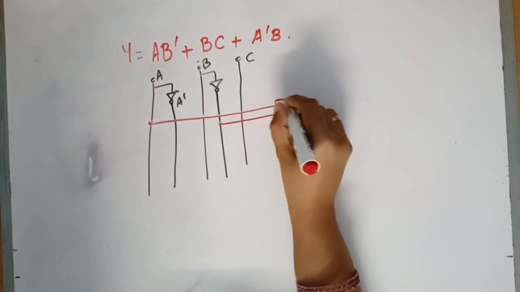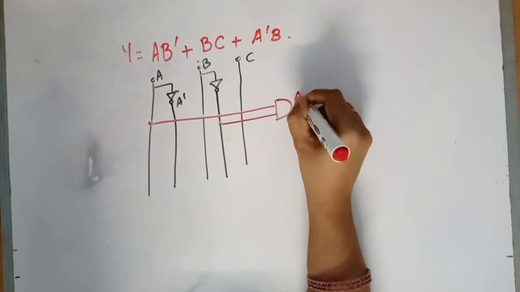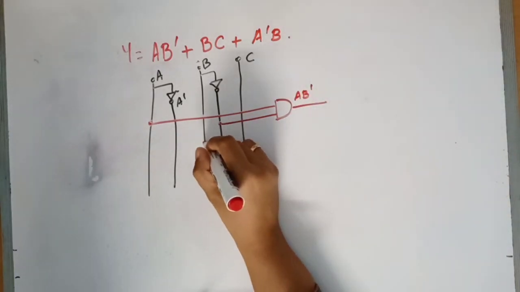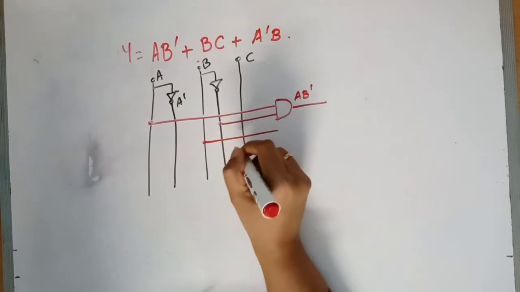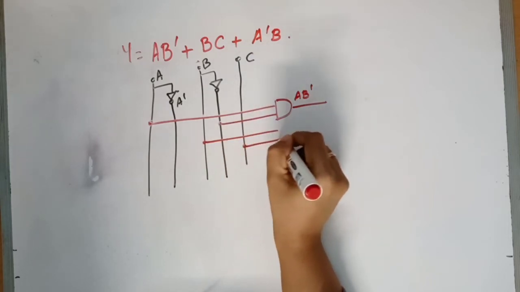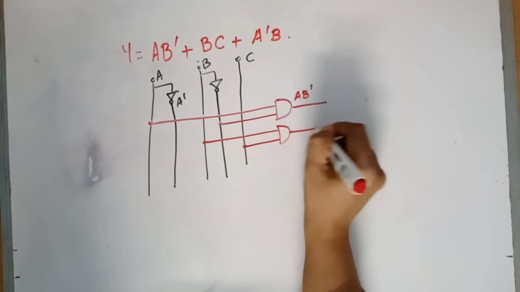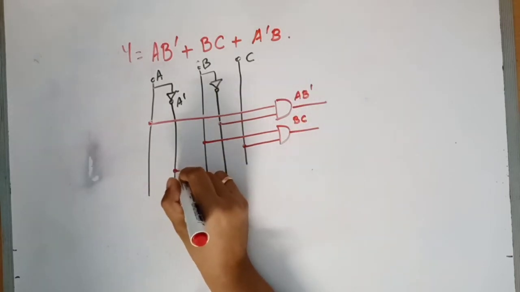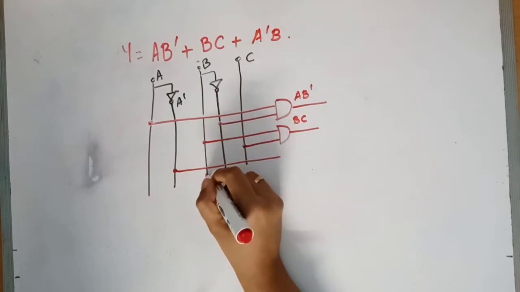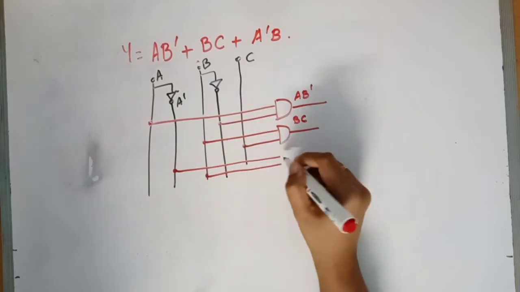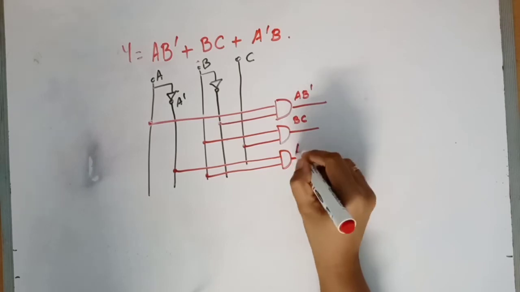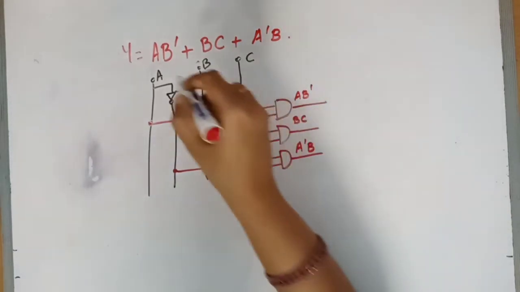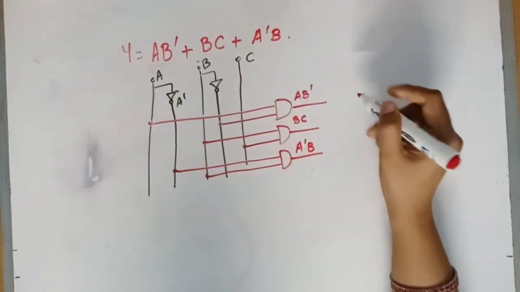So that is an AND, which will give A B bar. B C, that is another AND gate, BC. A bar B, that is another AND gate, A bar B. So you have to OR all these.